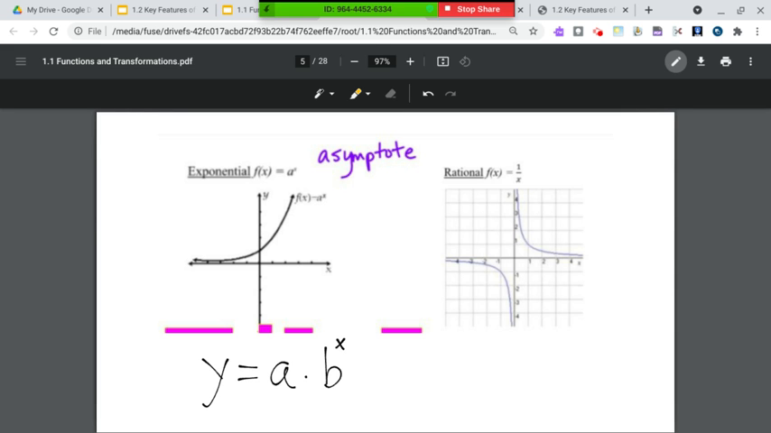And then you have your basic parent rational function. That's where the graph lands in two different quadrants. In this case, the graph is landing in quadrant 1 and 3, and that's just y equals 1 over x. We'll have an entire unit on rational functions. Okay, you good there?